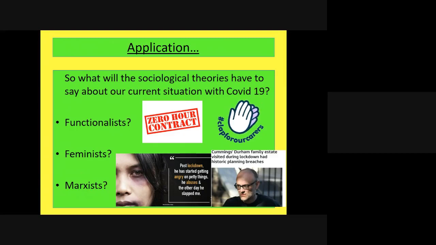So I just want you to have a little look at these images. Again, pause it and just consider, what do you think each of these theories' take is going to be on the situation that we're experiencing currently? Okay, so pause whilst you have a go at that.